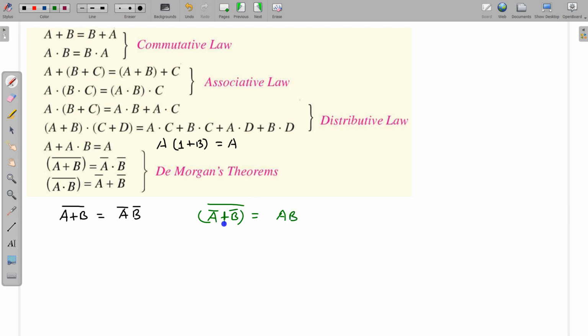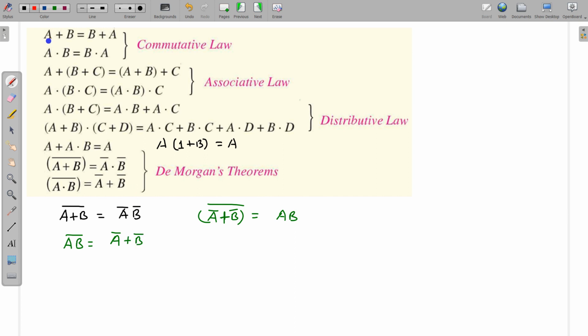If here we are having a plus, here we are having a dot or multiplication. Or we can say here we are having OR operation, here we have AND operation. So this is OR and it is converted to AND. Next is AND, and it will be converted to OR. So this is (AB) whole bar. This will be A bar plus B bar.